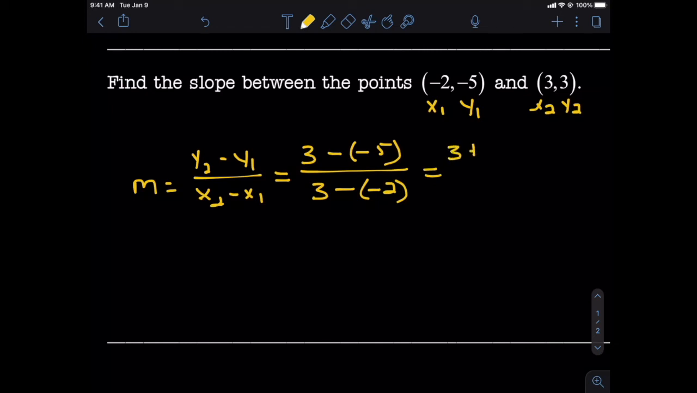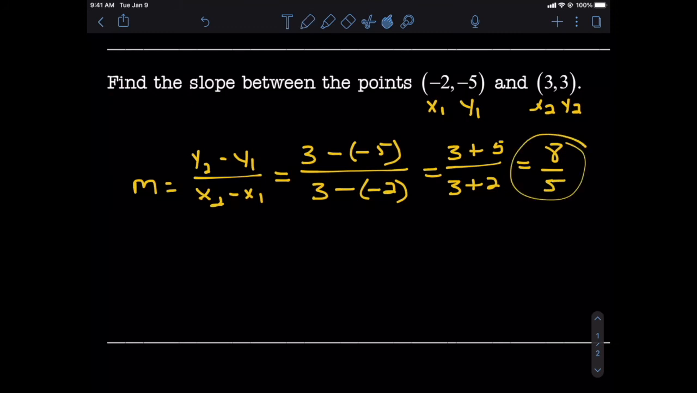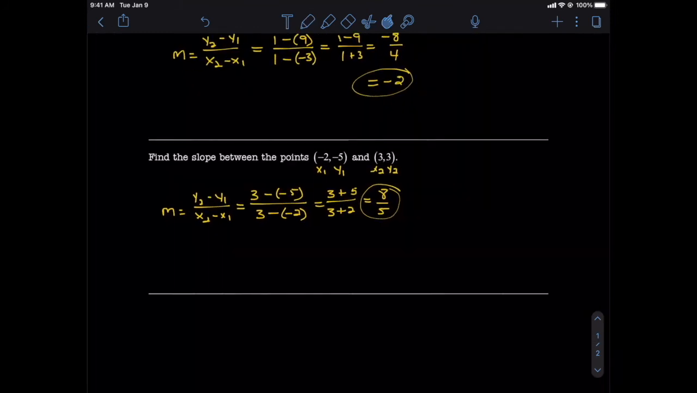In both the top and the bottom we have double negatives, so we can change those to pluses, giving us 3 plus 5 over 3 plus 2, which is equal to, of course, 8 over 5. Now, 8 and 5 have nothing in common, so we can't simplify the fraction. We're going to leave it as 8 over 5. Do yourself a big old favor here and don't change this to 1 3/5 or 1.6.